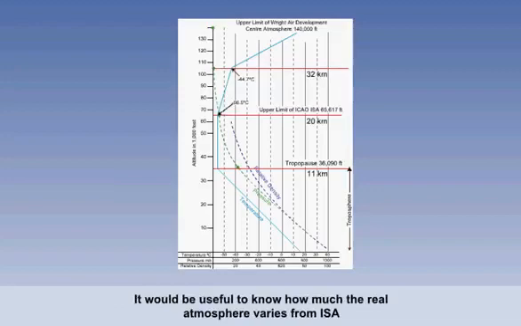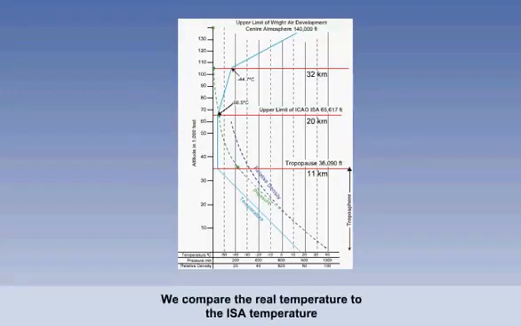All aircraft instruments are calibrated to ISA. Therefore, it's essential to know just how much the actual atmosphere on a given day differs from ISA. The simplest method we use to analyze this difference is through comparing the real temperature to the standard ISA temperature. This is known as the ISA deviation. In other words, how much the real atmosphere deviates from the standard atmosphere.